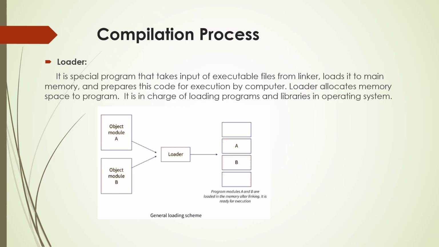Now you understand each component has a different responsibility, but together they ensure that a program written by the programmer can be successfully executed by the computer. One simple way to remember the compilation process is this sequence. First, write the C program. Second, compile it. Third, link. Fourth, load. And last is execute. This sequence represents the complete journey of a C program from source code to execution.